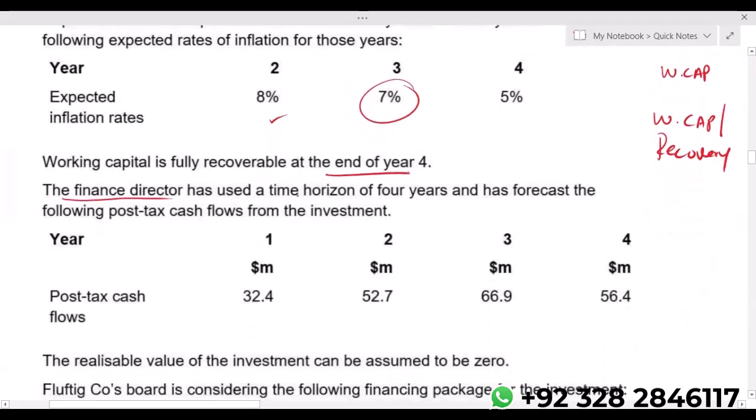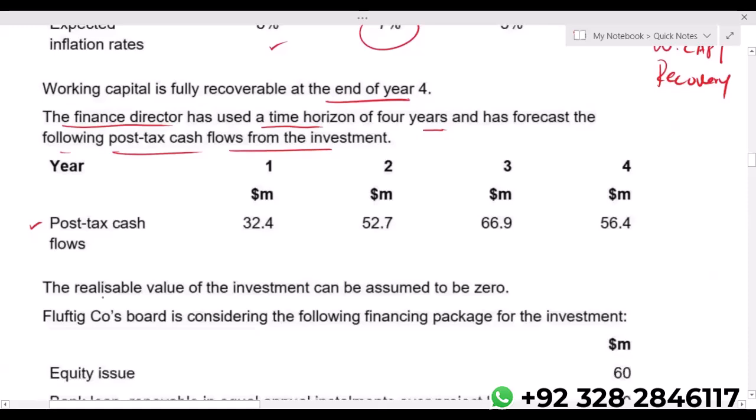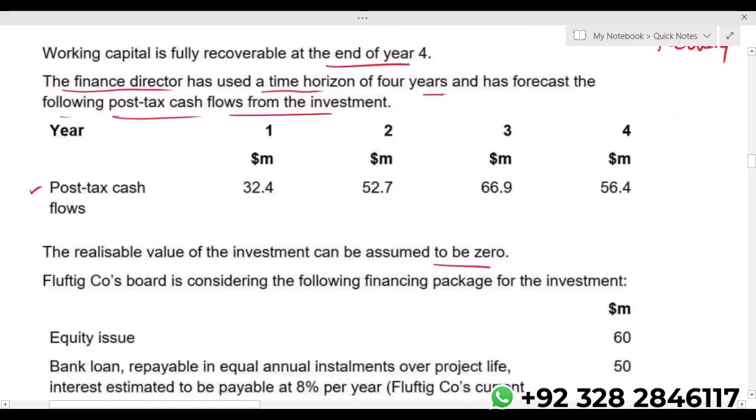The finance director has used a time horizon of 4 years and has forecast the following post-tax cash flows from the investment. These are the post-tax cash flows. The realizable value of the investment can be assumed to be 0. So realizable value is 0. Don't think for any scrap value.